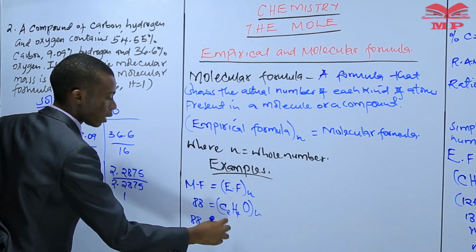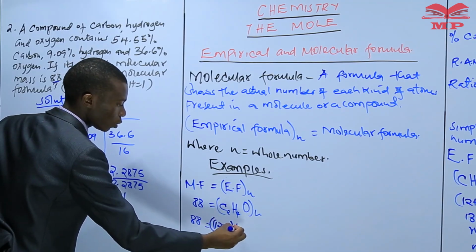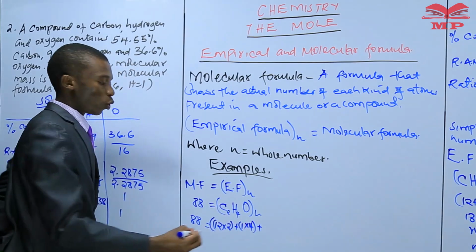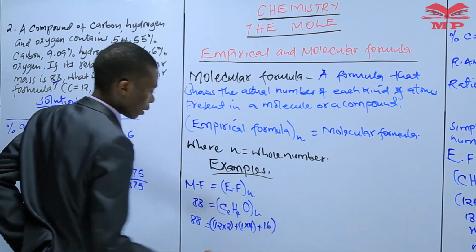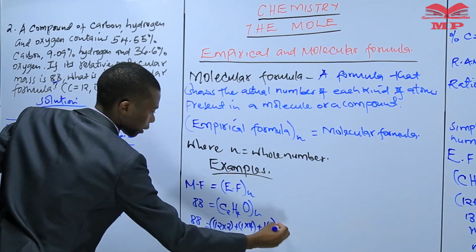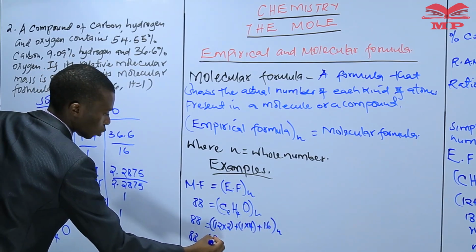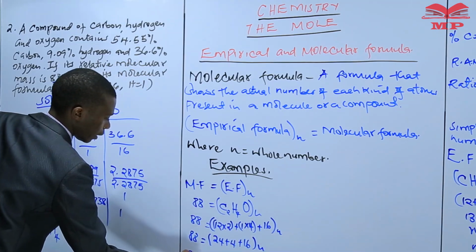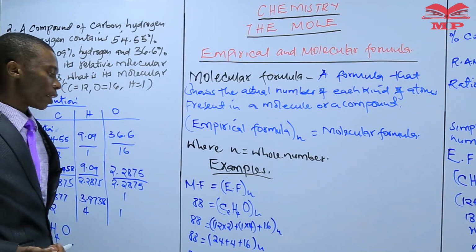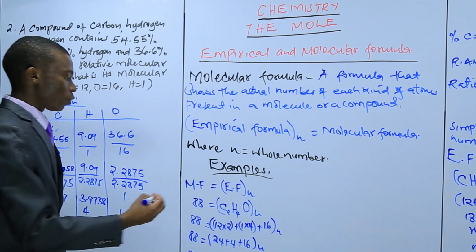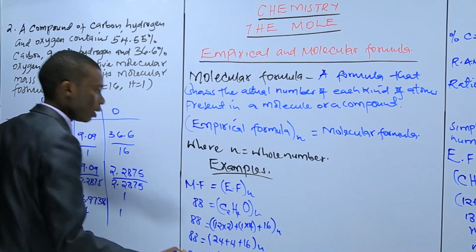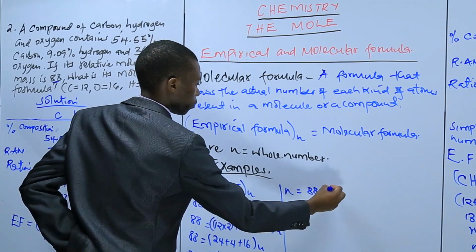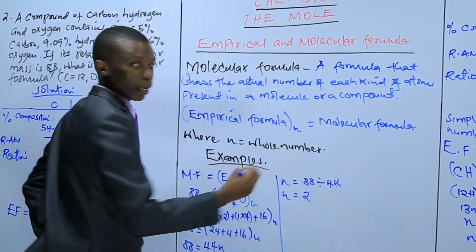The mass of carbon is 12, there are 2 atoms, so you multiply by 2. You add the mass of hydrogen, which is 1, there are 4 atoms, so you multiply by 4. Then you add the mass of oxygen, which is 16. Therefore, 88 is equal to n times (24 plus 4 plus 16). 24 plus 16 gives you 40, then 40 plus 4 gives you 44. Then 88 equals 44n, and therefore n equals 88 divided by 44. Therefore, n equals 2.